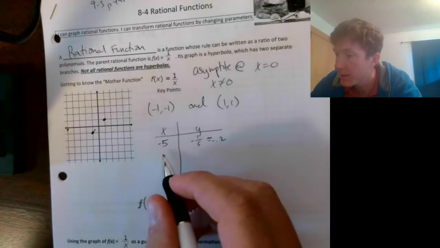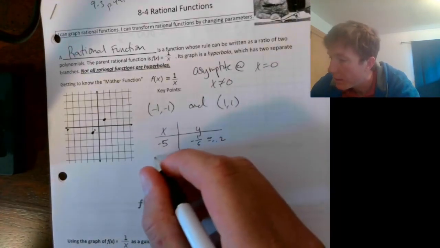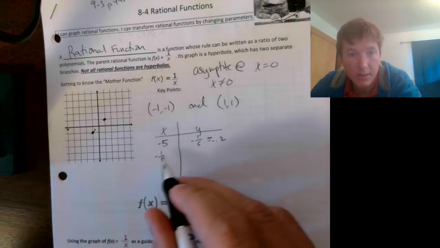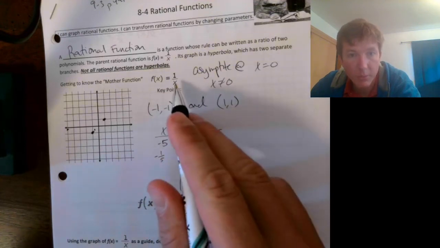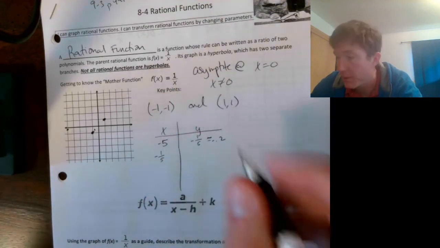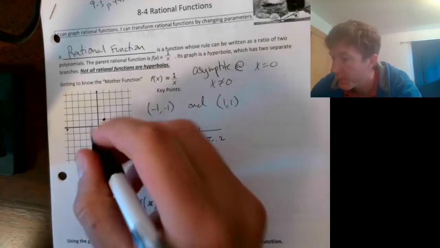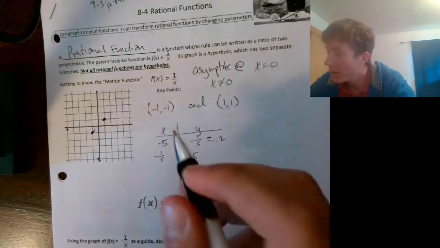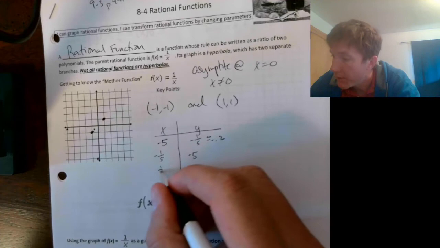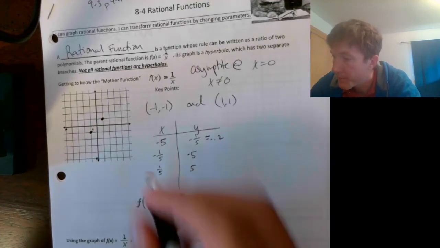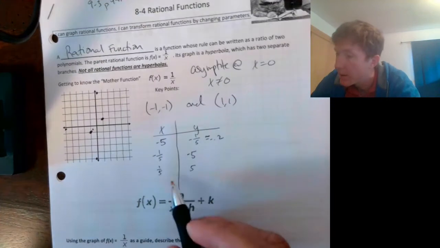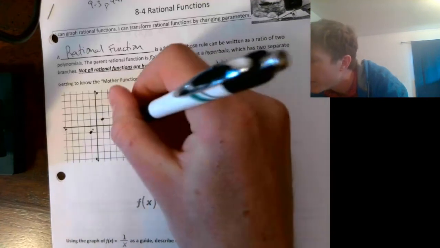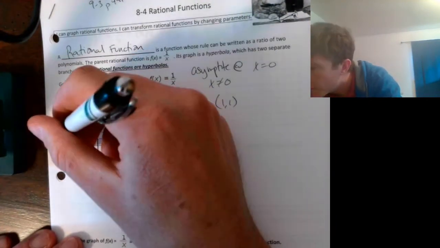Let's make x equal to negative 1/5. If x is negative 1/5, 1 over 1/5 is going to be negative 5. So we have that spot right there. Let x equal 1/5. 1 over 1/5 is 5. Here. Let x equal 5. 1 over 5 is 0.2. There. Connect the dots.